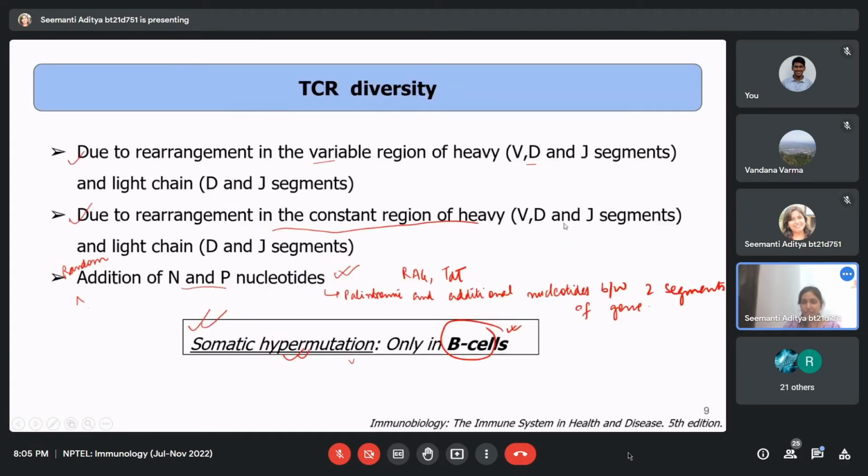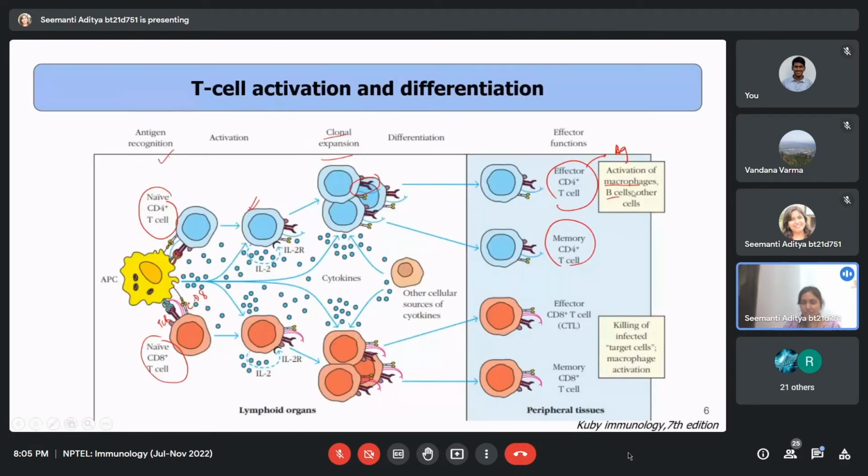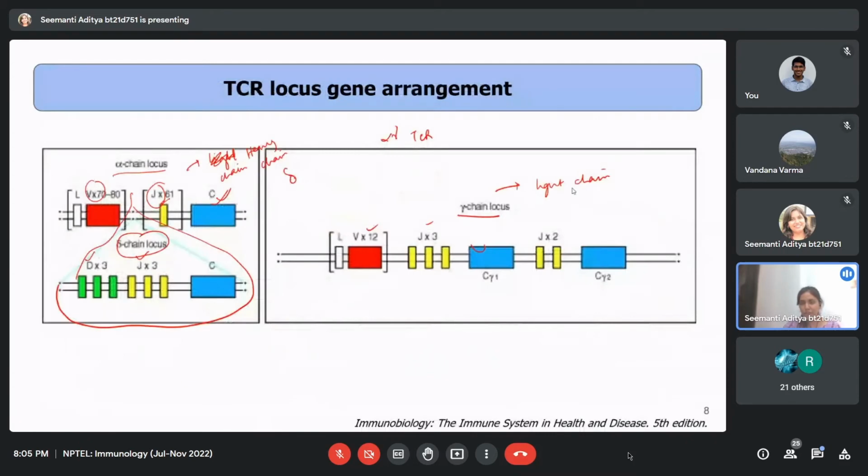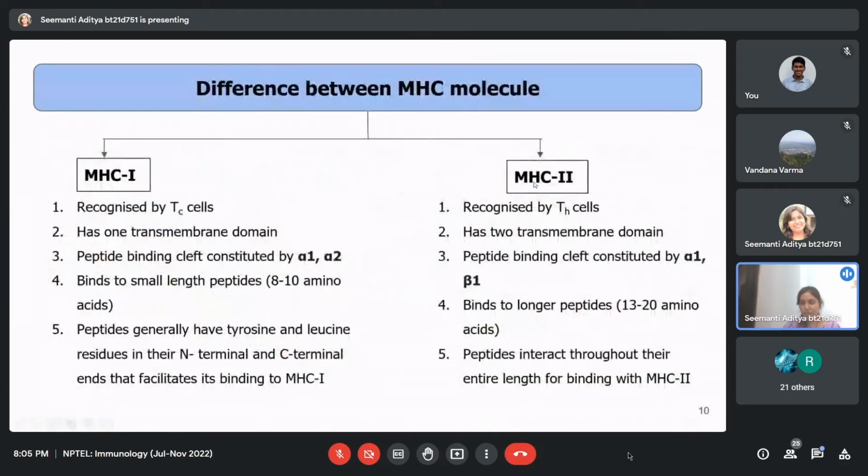Remember that T helper cells are responsible for activation of macrophages, B cells, and other cells, because the T helper cell, with its CD4 domain, is going to interact with the MHC2 molecule. MHC2 is mostly present in your primary immune cells, in macrophages, dendritic cells, neutrophils, etc. Apart from that, MHC1, as the name implies, has just one transmembrane domain. MHC2 has two transmembrane domains.